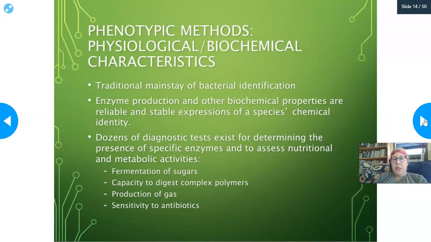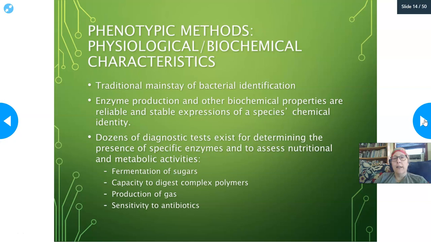And then you have the physiological and biochemical characteristics. This has been the traditional mainstay of bacterial identification, like I said, slowly being replaced by other things, especially genetic methods. And MALDI-TOF is another one we're going to talk about in a little bit. It's based on enzyme production and other biochemical properties that are reliable and stable expressions of a species' chemical identity.